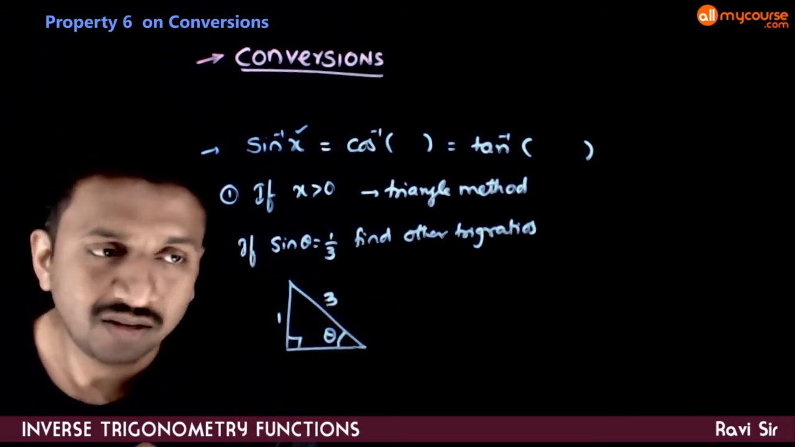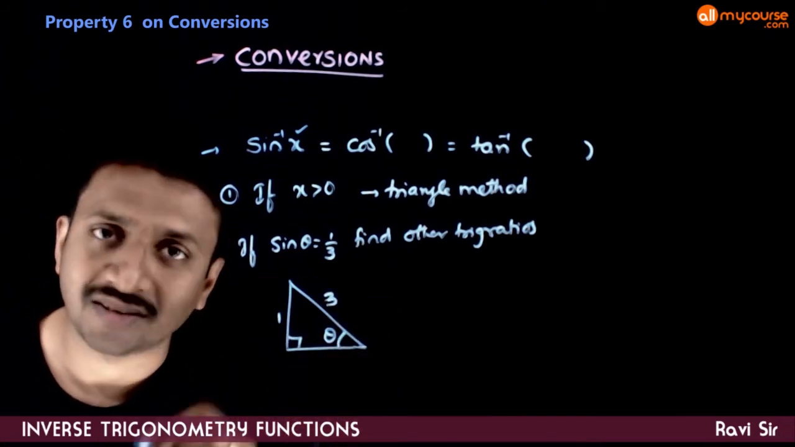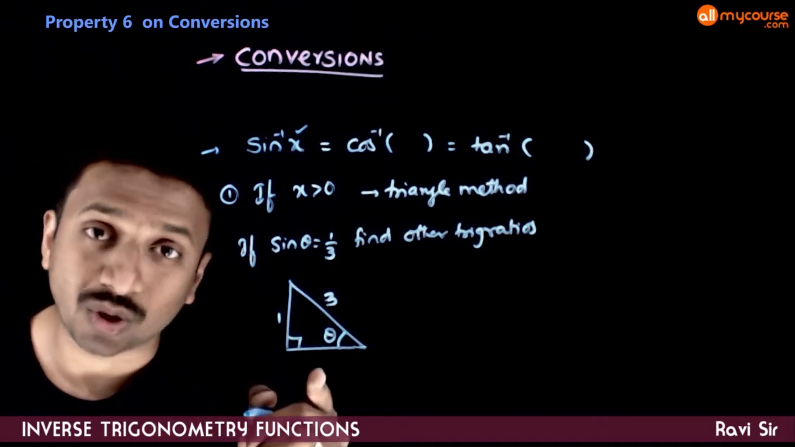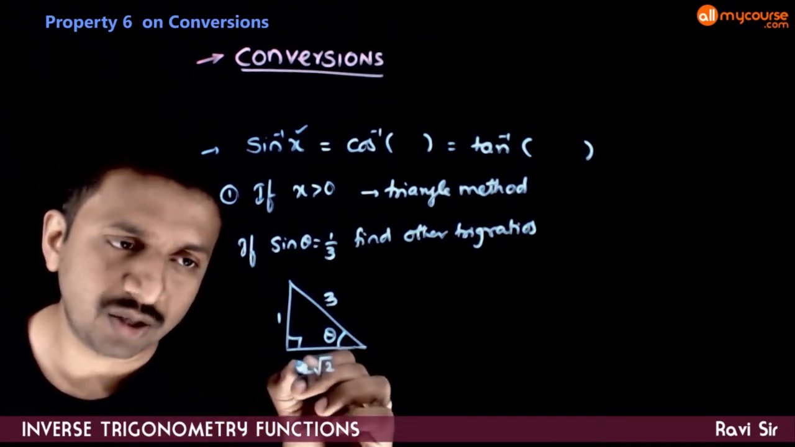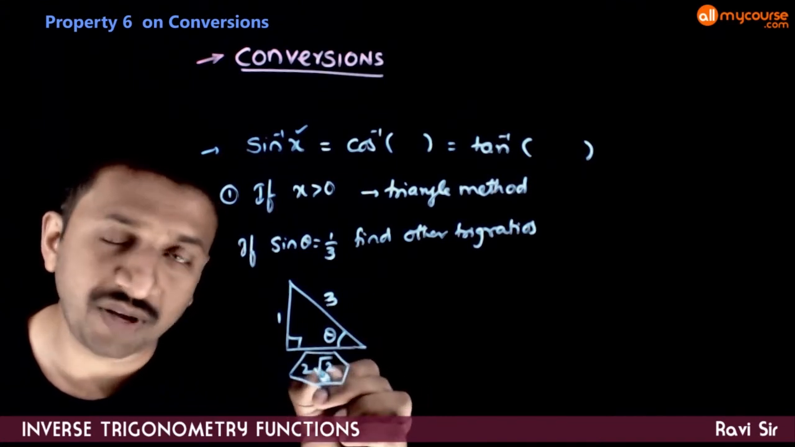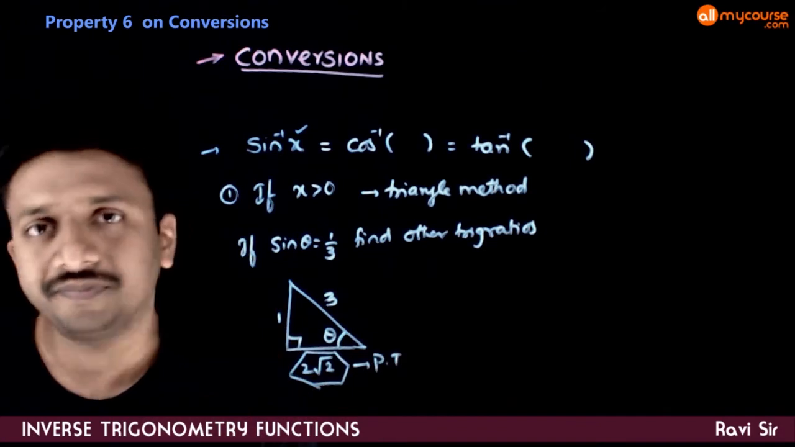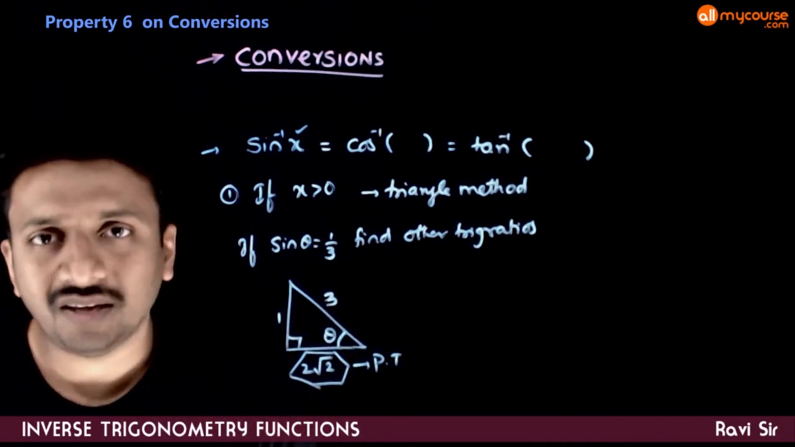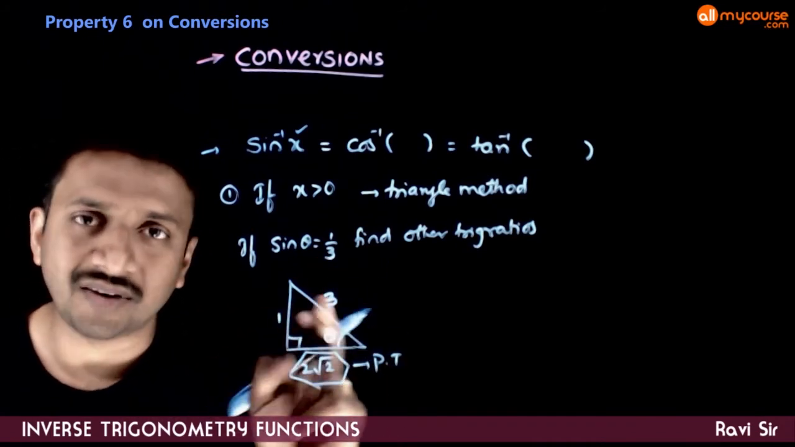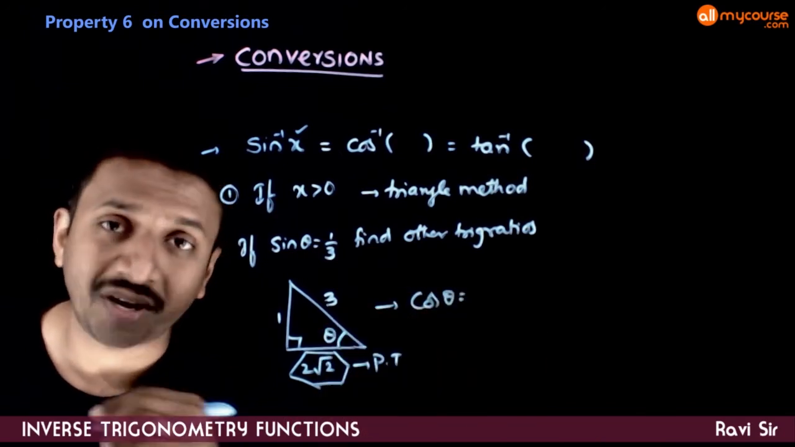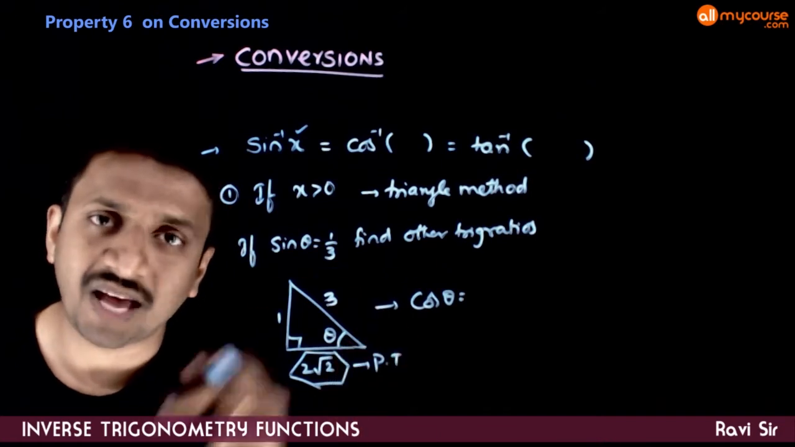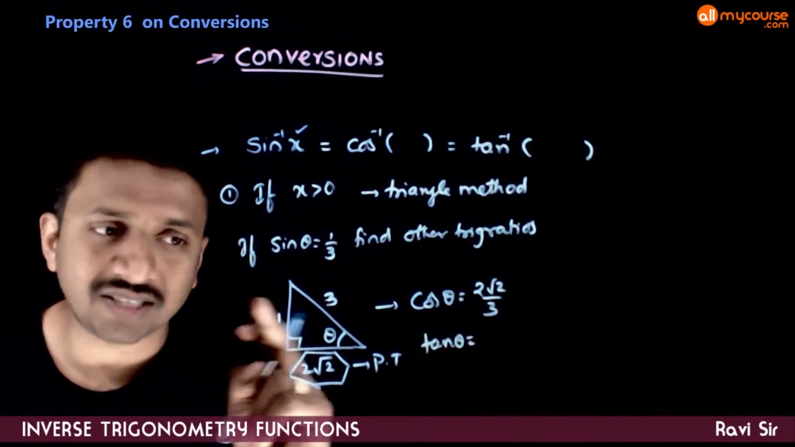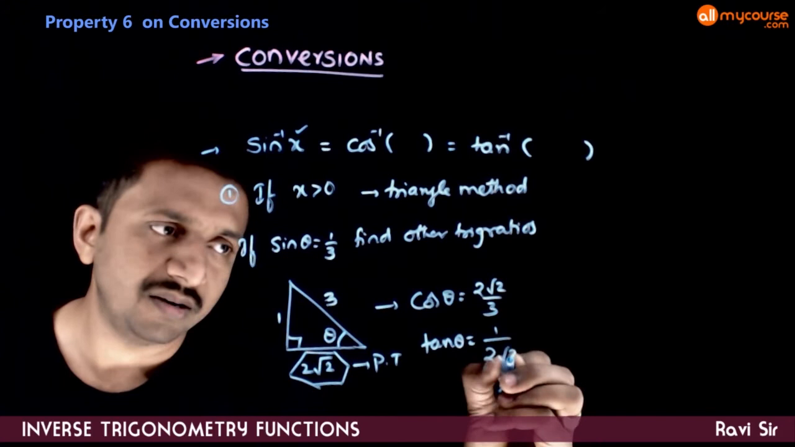From these two numbers, using Pythagoras theorem, you can find what this length is. So this length is root of 3 square minus 1 square. It is root 8, which can be written as 2 root 2. So whenever a ratio is given, two sides can be written and the third side can be found from Pythagoras theorem. Now sine theta is given as 1 by 3. So cos theta is adjacent side by hypotenuse, that is 2 root 2 by 3. Tan theta is opposite side by adjacent side, 1 by 2 root 2.